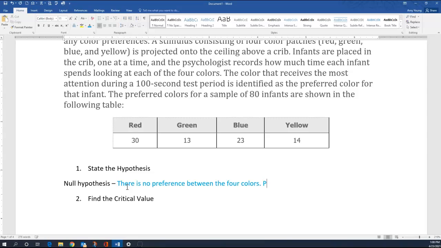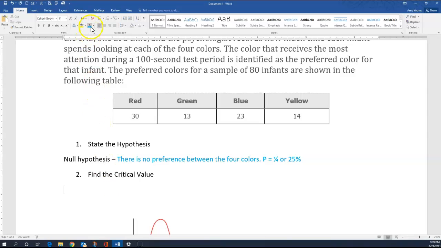We can also say that P, which is our preference, is equal to 1/4, or if you don't like using a fraction, we can say it's equal to 25%. So basically we're saying that if we look at 100% of the preferences, each one would get 25% of the preferences. The next thing we're going to talk about is our critical value.